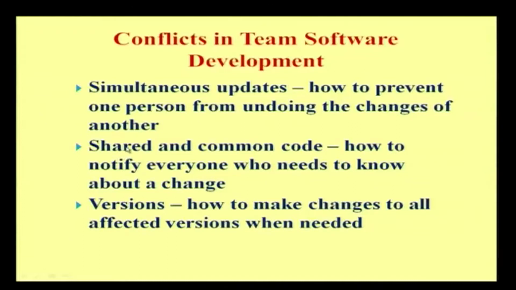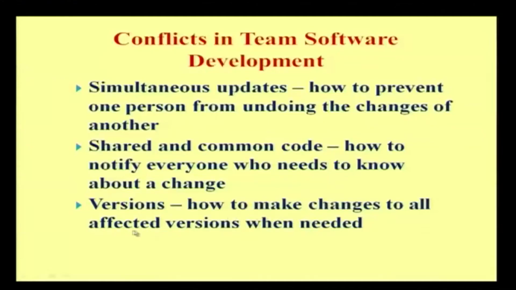The second conflict is shared and common code: how to notify everyone who needs to know about a change. If I have made changes to code that a person has worked on, how should this change be notified to the others who are working either on the team or in different franchises? The third conflict is versioning: how to make changes to all the affected versions when needed. As we maintain different versions of the documentation and different versions of the code, how do we communicate all these changes to the affected versions when needed? For all these reasons, configuration management will work.